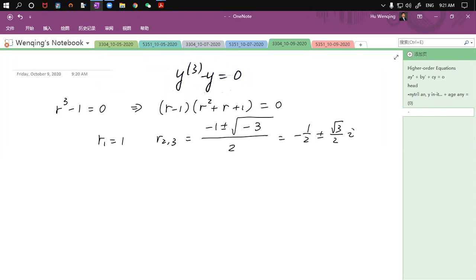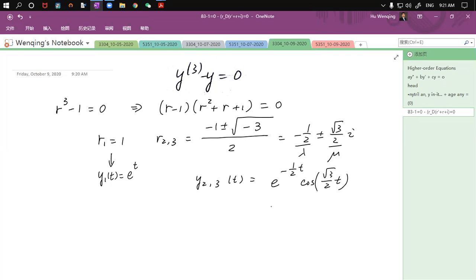That being said, the first solution is y1 of t equals e to the power of r1 times t. This is a single root and it's real, so you just raise it to the power of r1 multiplied by t, where r1 is 1. And for this one, lambda is equal to this, then mu is equal to this. So that means we're going to create y2 and y3 of t equal to e to the power of minus 1/2 t times cosine of square root of 3 over 2 times t, as well as e to the power of minus 1/2 t times sine of square root of 3 over 2 times t.